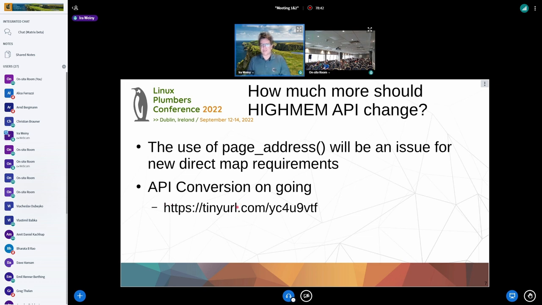So with this, I'll actually back up here. If you want to visit this tiny URL and help continue this work, we really focus on the KMAP side of things. KMAP Atomic still has hundreds of call sites across multiple subsystems that need to be converted. So I'm tracking who's doing what. This is another call out for people who would like to help.